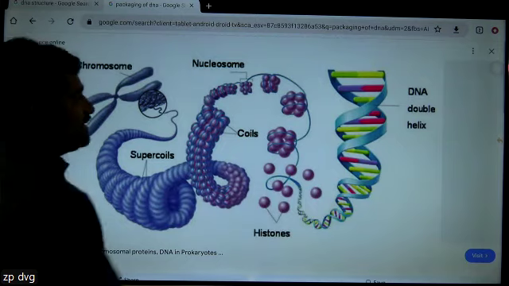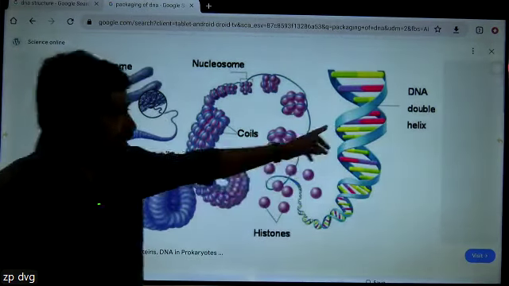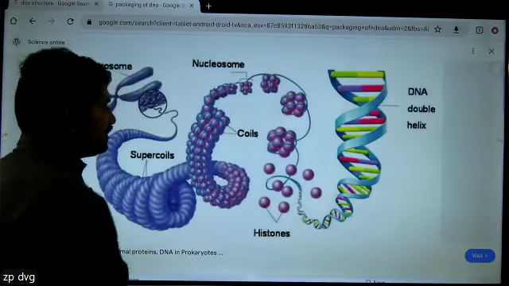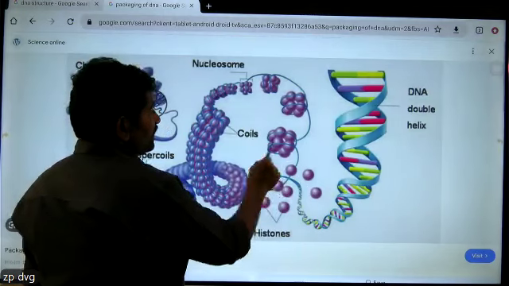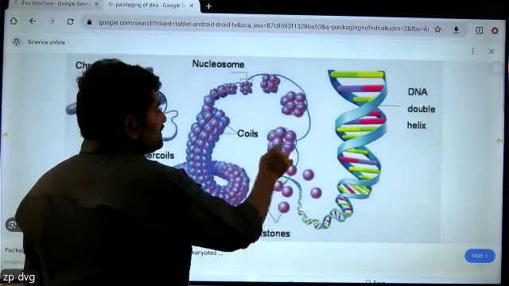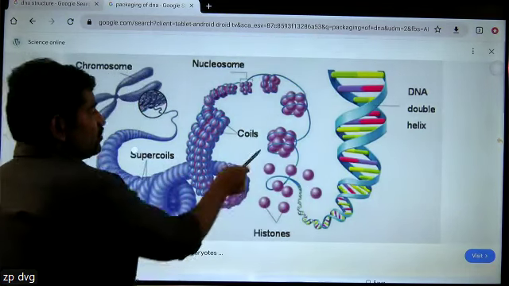Now we can see this is DNA. DNA is wrapped around 8 histone proteins. Totally, how many histone proteins are there? 1, 2, 3, 4, 5, 6, 7, 8. There will be 8 histone proteins, and these 8 histone proteins are wrapped by two rounds of DNA and form a nucleosome.